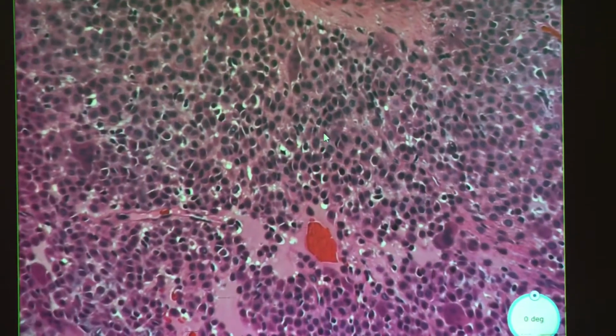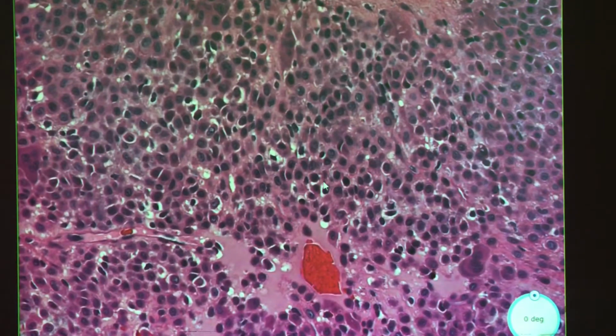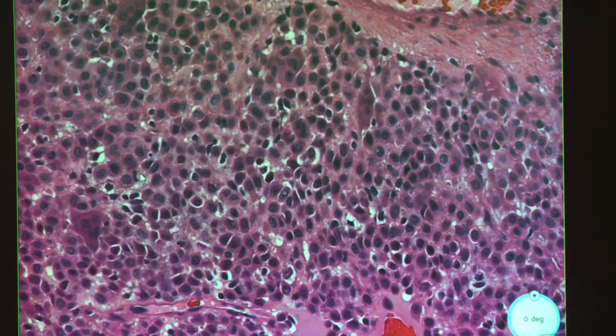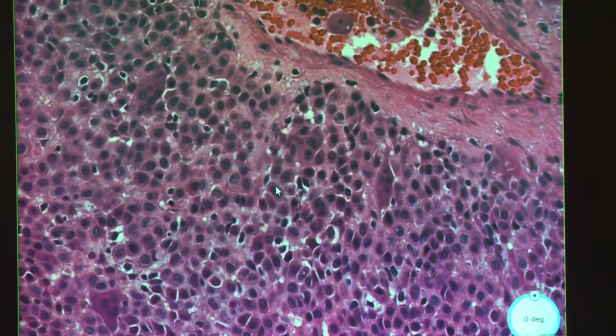and when we zoom in, we notice that the cells are not overly pleomorphic. In fact, they're relatively bland. We have some giant cells. That's a giant cell. Or at least I think it's a giant cell. And what else can we see? Maybe some grooves.